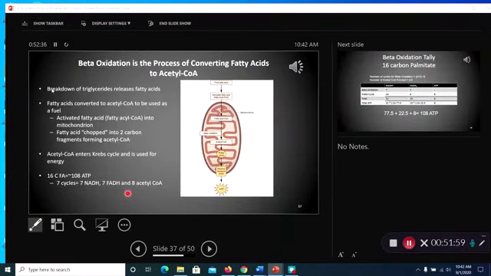Now focusing on beta oxidation. Beta oxidation is the process of converting fatty acids to acetyl-CoA. This occurs in the mitochondria. If we're looking at fatty acid breakdown, my bullet points here, we have a breakdown of triglycerides. We're going to release the 3 fatty acids that are attached to it. Fatty acids are then converted to acetyl-CoA to be used as fuel.